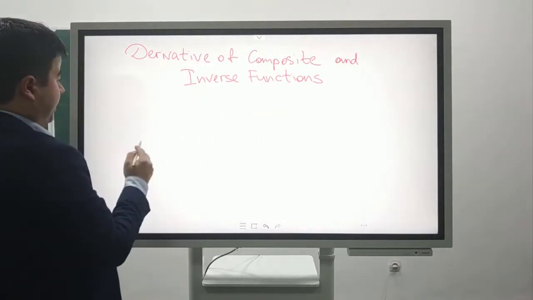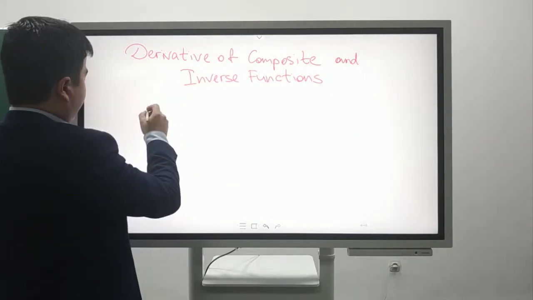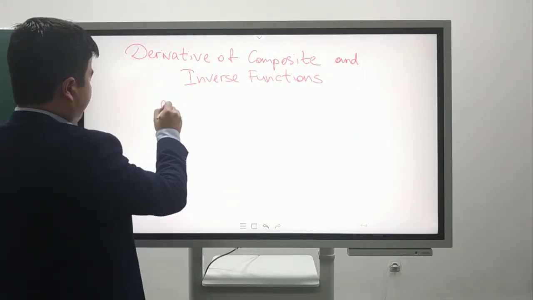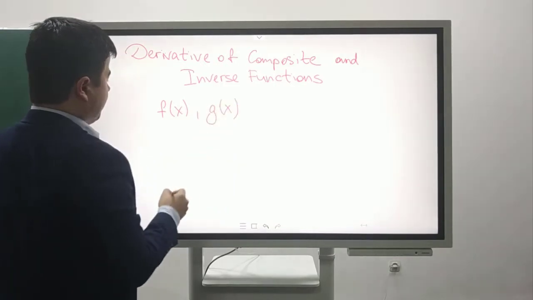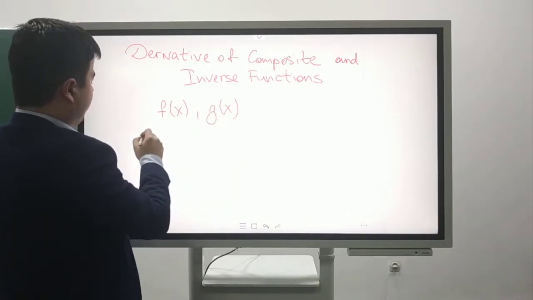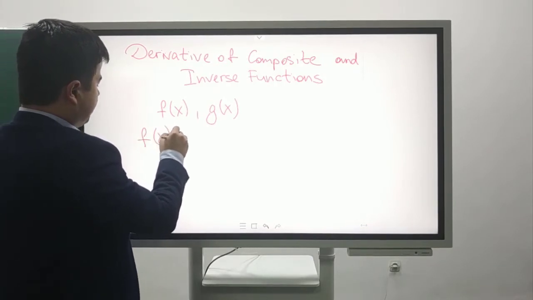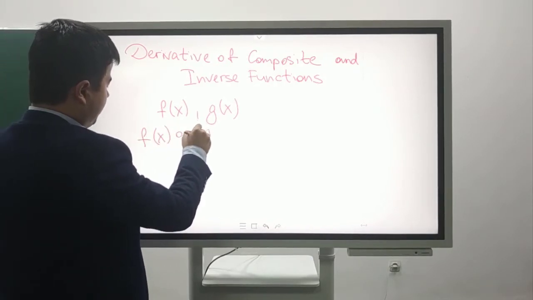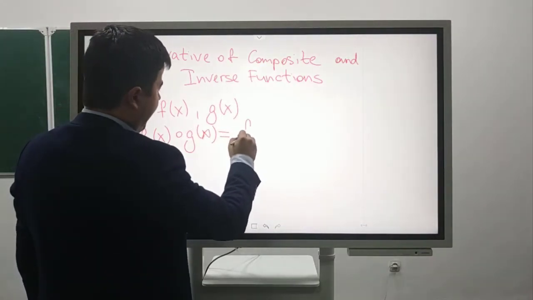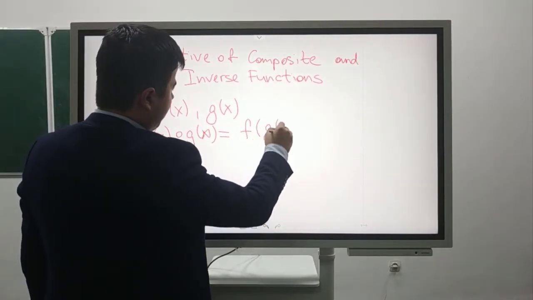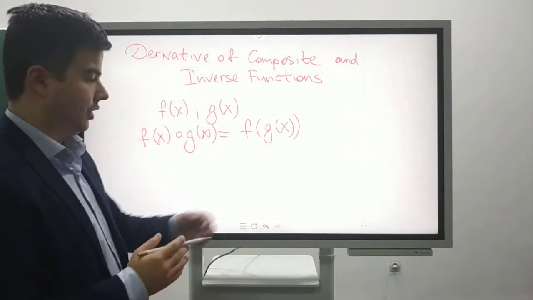What is a composite function, first of all? If we have two functions, f of x and g of x, the composition of these two functions is denoted by this symbol, f circle g of x, or we can write it as f of g of x. So this is the composition of two functions.